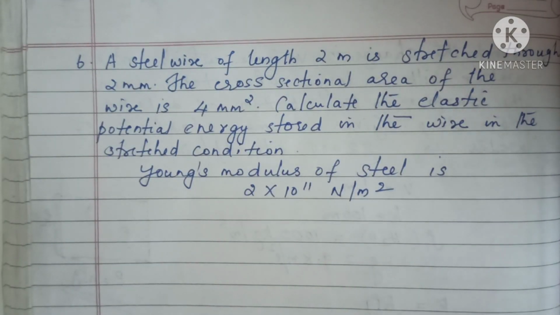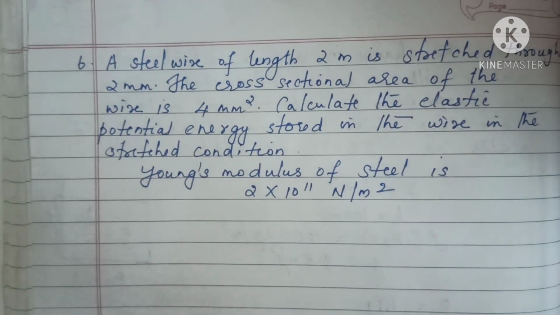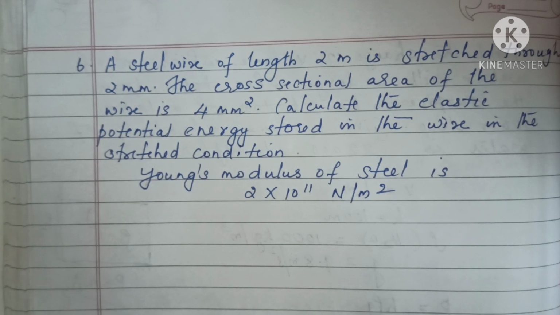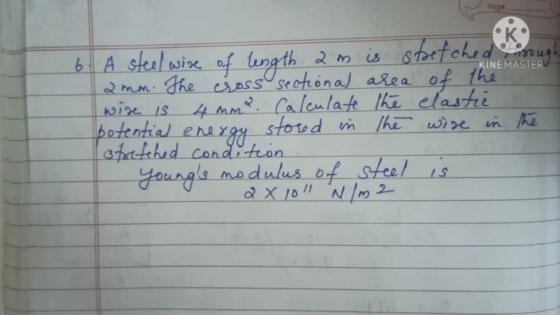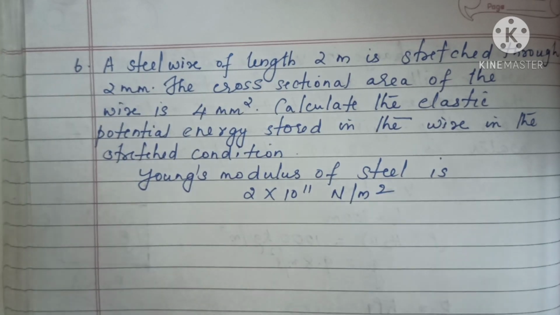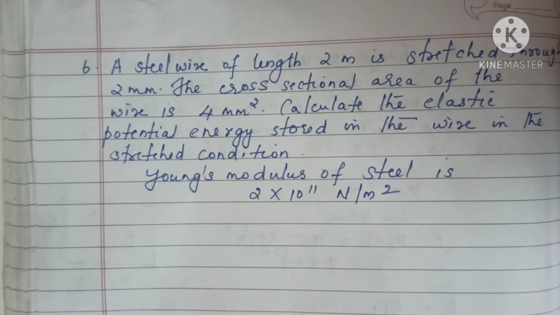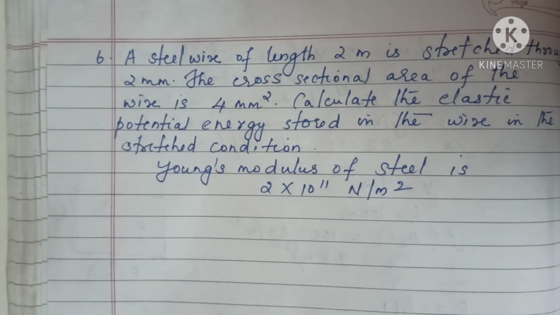So next question is, a steel wire of length 2 meter is stretched through 2 millimeter. The cross-sectional area of the wire is 4 millimeter square. Calculate the elastic potential energy stored in the wire in the stretched condition. So you know when a wire is stretched, there is a restoring force developed in the wire, and whenever we are stretching a wire, the work done to stretch is stored in the form of elastic potential energy.